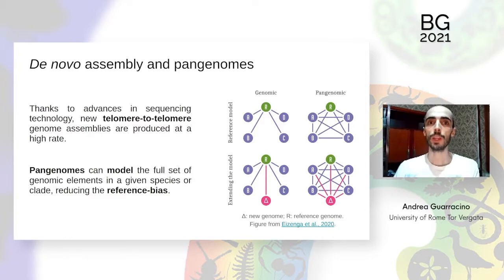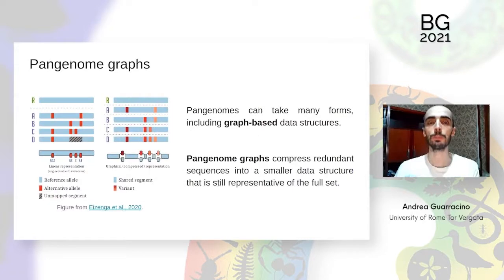A pangenome can model the entire set of genomic elements in a population. Pangenomics then contrasts with reference-based genomic approaches, which relate sequences to a single linear consensus model of the genome. In particular, reference-based approaches are biased because the genomes reconstructed with the help of a reference genome appear more similar to the reference than they actually are. Pangenomic approaches can reduce this bias by relating each new genome to all the others represented in the pangenome.